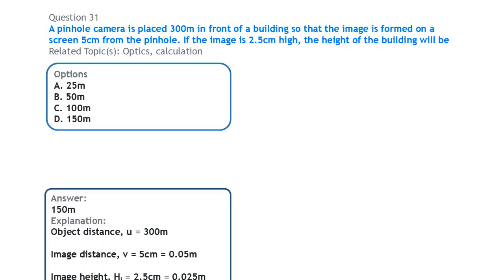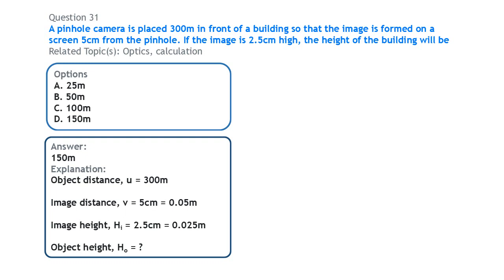Alright, the object distance. The object here is the building. So the distance between the building and the pinhole camera is 300 meters. He said it is placed 300 meters in front of the building, so 300 meters away from the building. That is the object distance. The image distance is the distance between the pinhole and the screen, which is 5 centimeters here.